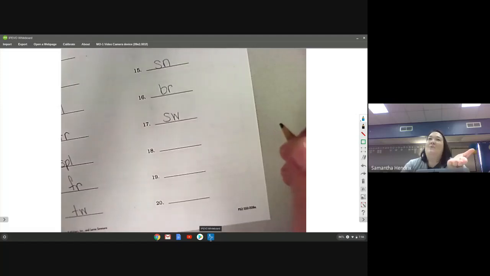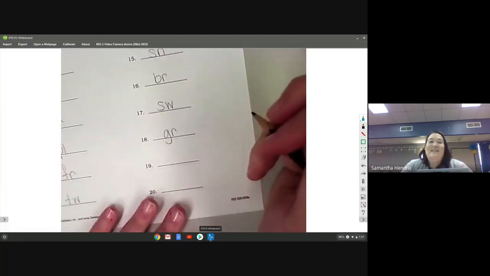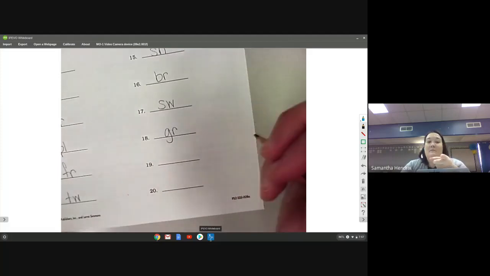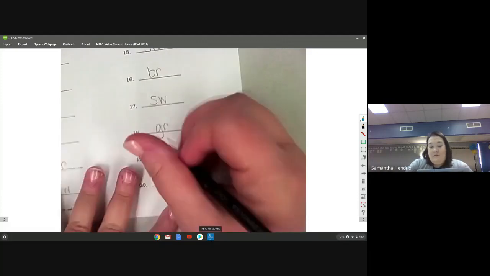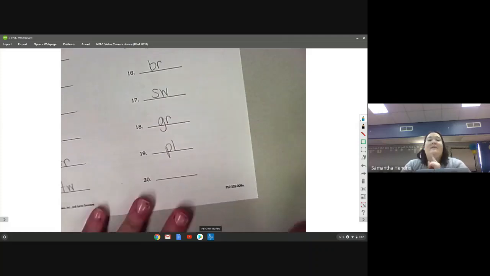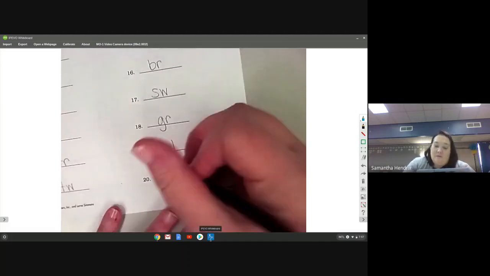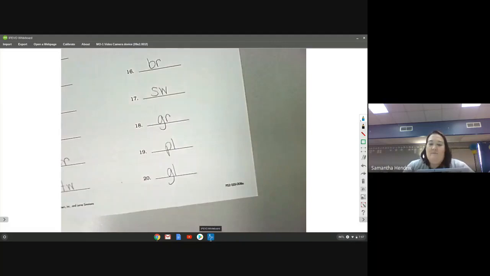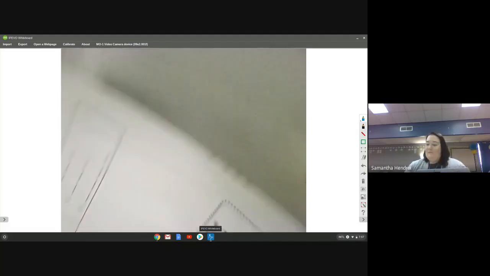Okay, 18. Gr. Not, well, it's not "grr," just gr. G-R. Good. 19. Pl. Should have said P-L. Okay. Number 20. Gl. What 2 letters say gl? G-L. Good job. Now turn over to the back of that page.